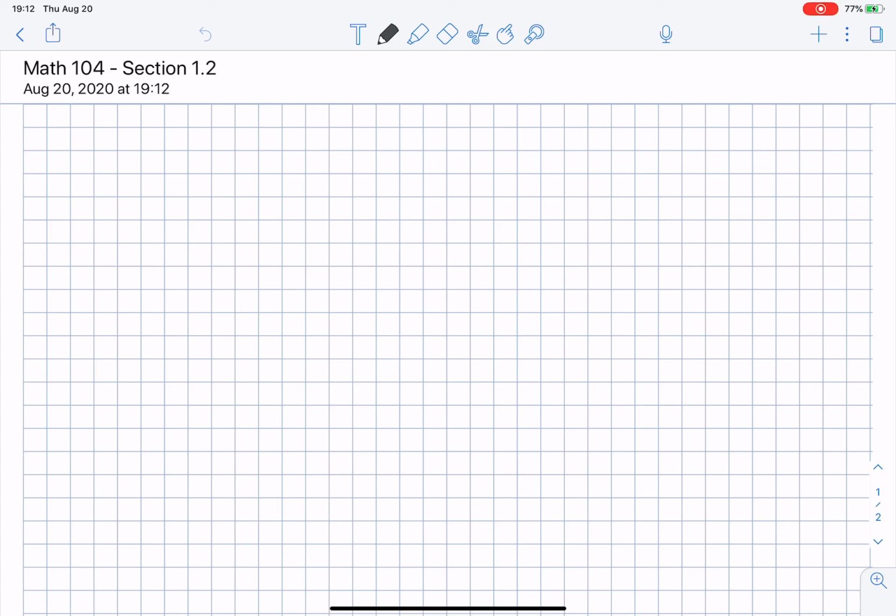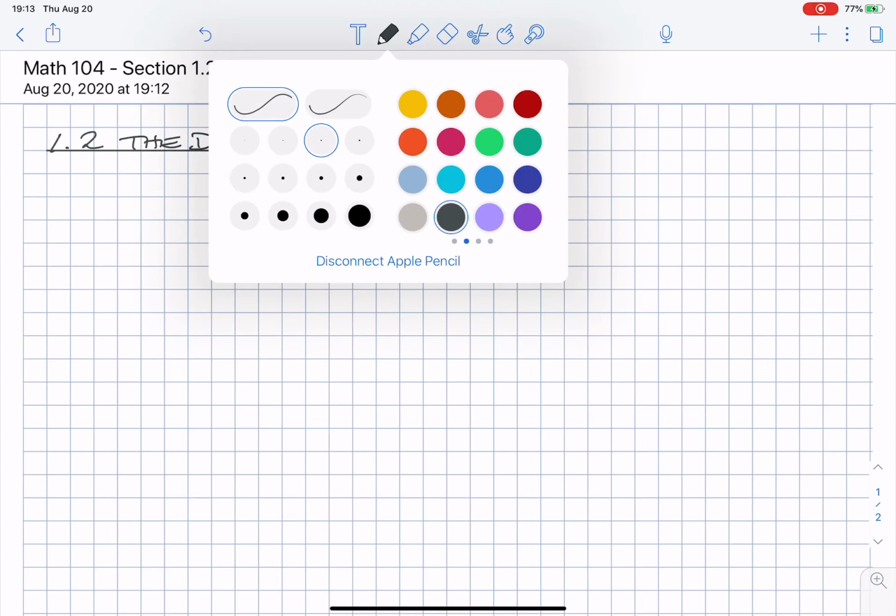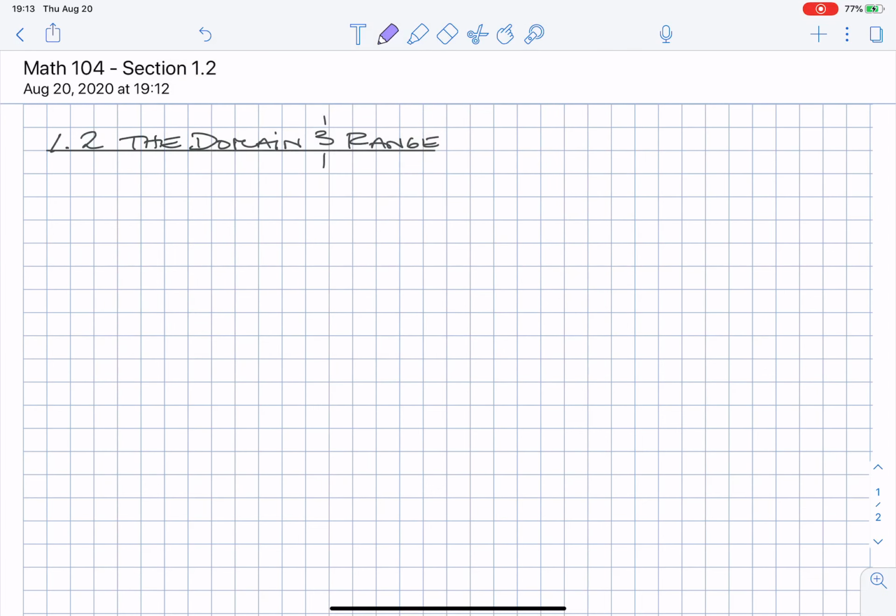Okay, so welcome to section 1.2, the domain and range. The domain and range, once again, this is material that should be review. And range. So the first thing I'm going to do is interval notation.